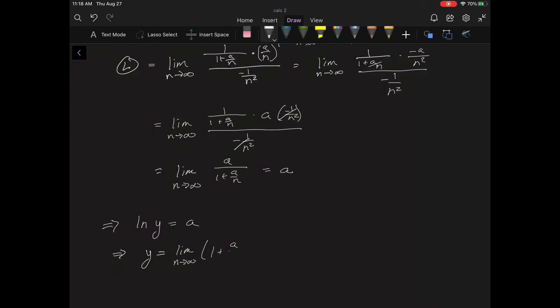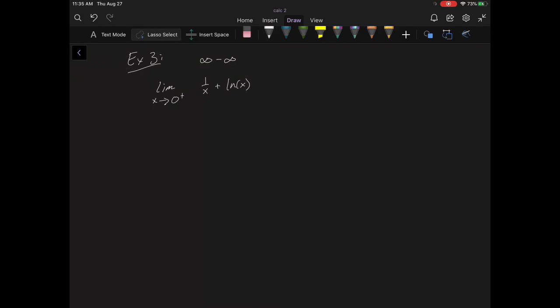Now, all the other limits that are of the form 1 to the infinity, 0 to the 0, can all be solved using this trick. So we're next going to move on to an infinity minus infinity example. And for this, we're going to look at the limit as x approaches 0 from the right of 1 over x plus log of x. And that gives us infinity plus negative infinity, which is infinity minus infinity, one of our indeterminate forms.